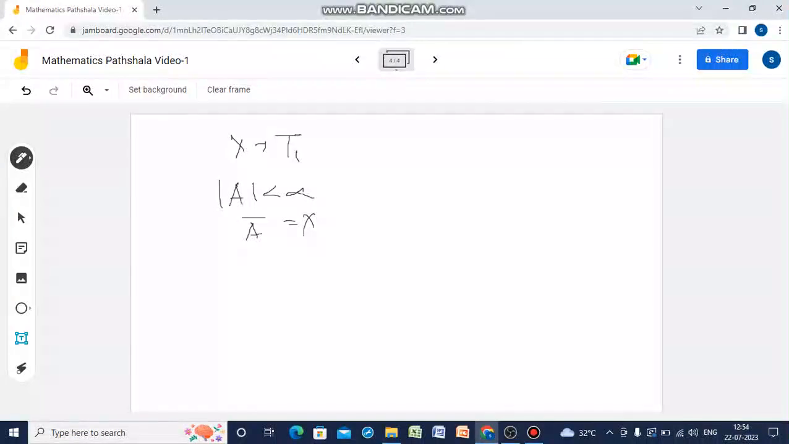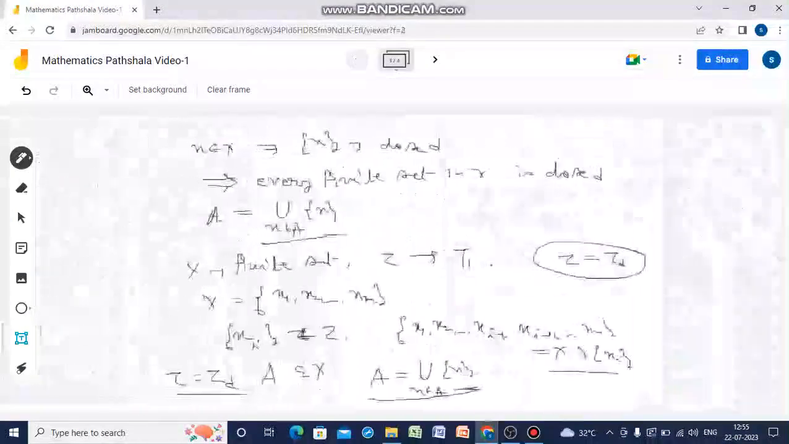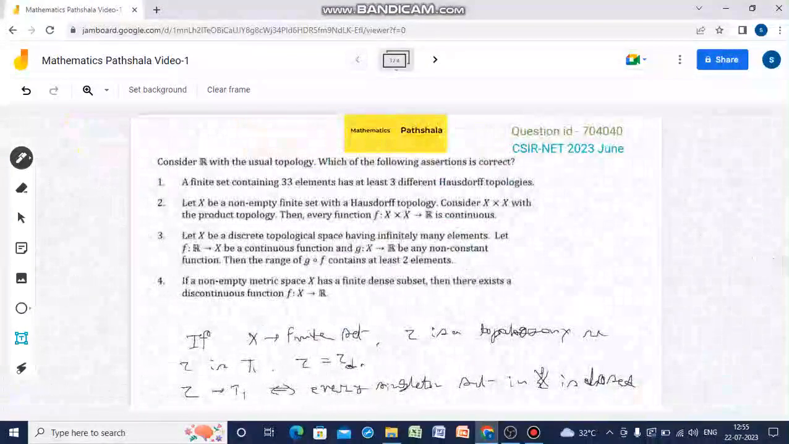And since X is T1, every finite set is closed. So A is closed and A equals A bar. So A is actually equal to X. So X is finite. Since X is finite and also a metric space, it is T1. So this is actually the discrete topology. And since this is the discrete topology, any function from X to R will be continuous. So there cannot exist any discontinuous function.